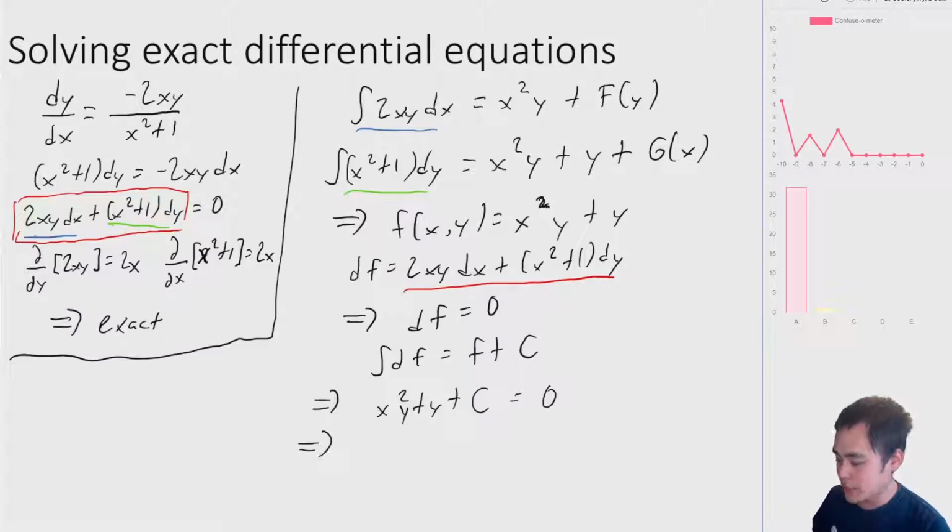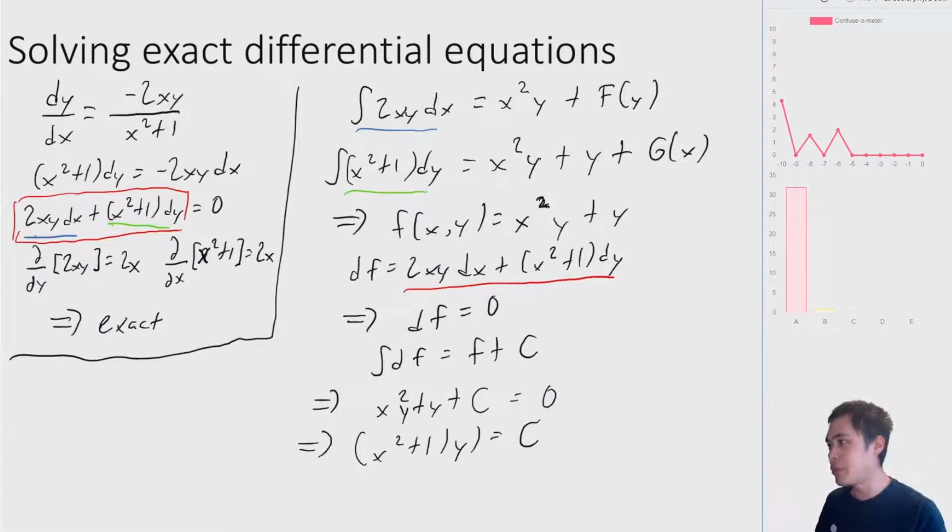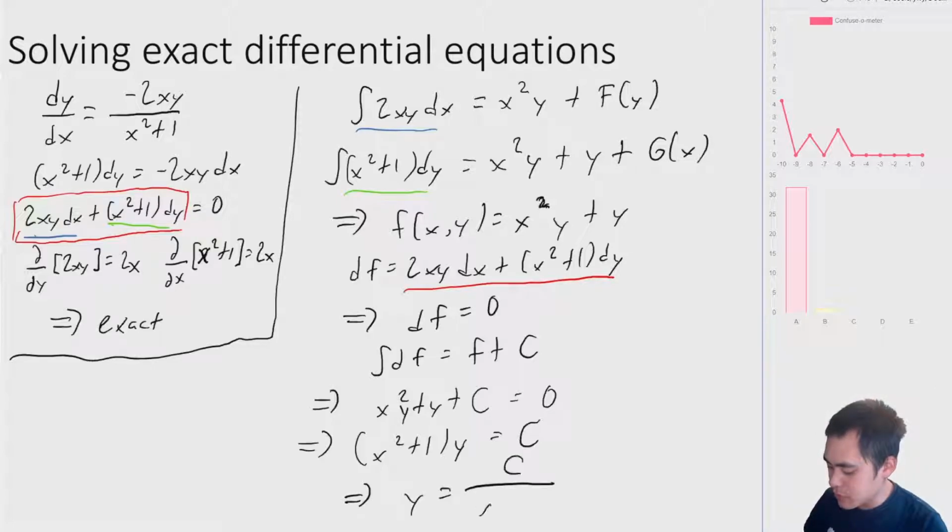And then that implies that we have x squared plus 1 times y is equal to some other c. So I'm playing fast and loose with my constants here. This is actually minus c. Oh, sorry, I have an extra parenthesis there. Which implies that y is equal to c over x squared plus 1. And you can double check by plugging this back into the original differential equation, and you'll find that this is actually a solution. Could you explain below the red line?